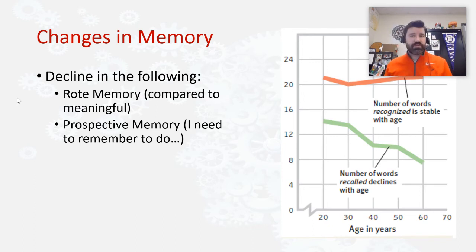And another thing that declines with memory as you get older is what we call prospective memories. And we talked about this in our memory unit. We have prospective memories and retrospective memories. Retrospective memories is what you probably think about when you think about memory. A retrospective memory is a memory for something that has already happened, like your last birthday or a Chiefs Super Bowl win.